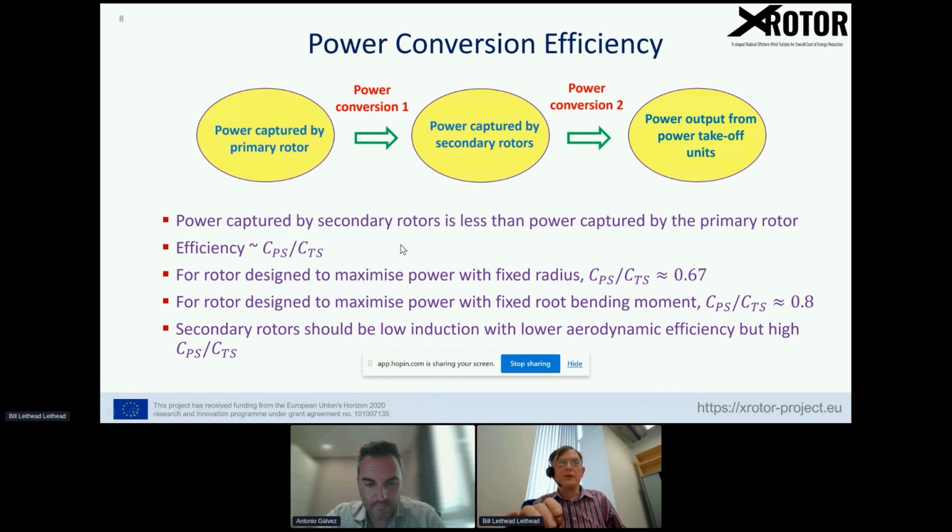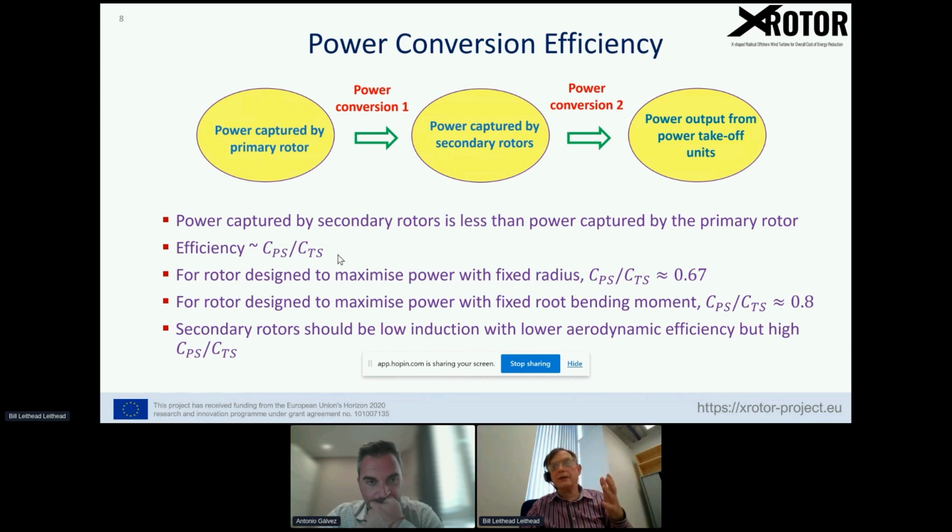Now, for a conventional design of these secondary rotors, the efficiency would typically be about two-thirds, and that comes purely from the aerodynamic characteristics. There's this odd ratio here: the ratio of the power aerodynamic coefficient to the thrust coefficient. For conventional designs of wind turbines, that's about 0.67, and that's too low. We're throwing away a third of the power we've captured by the primary rotor.